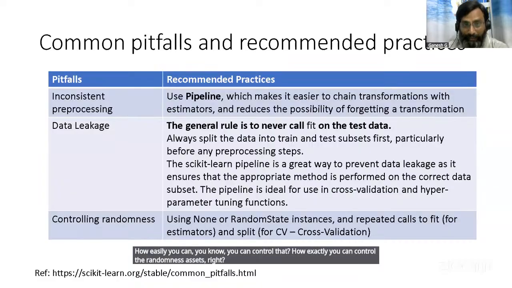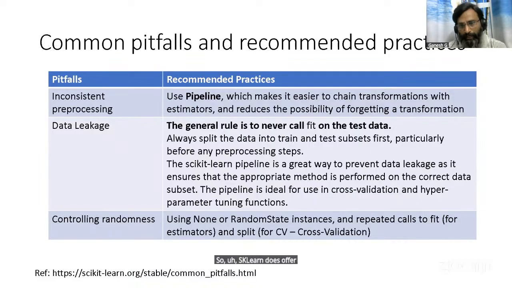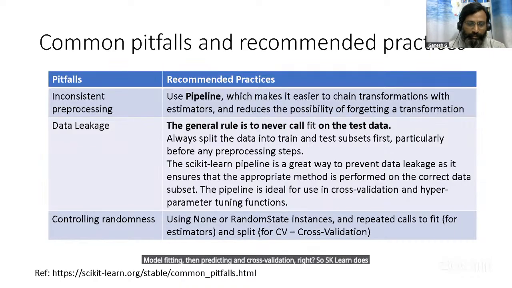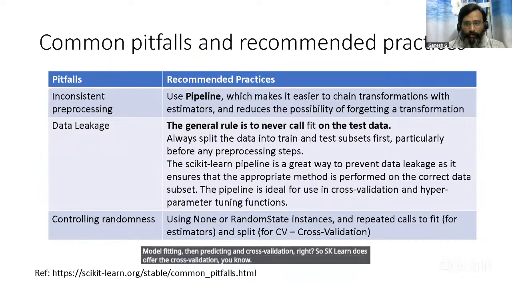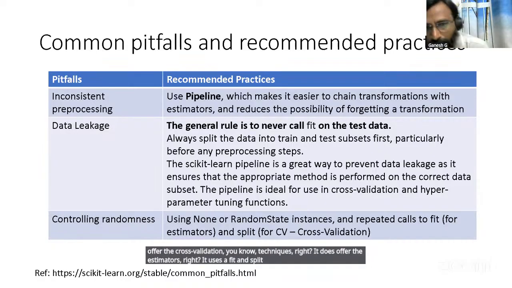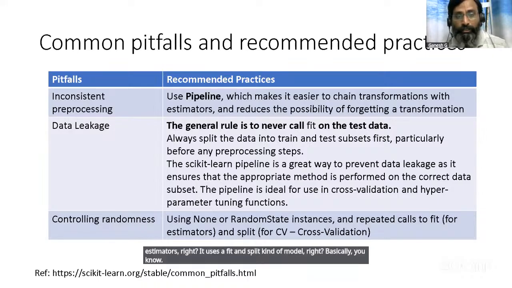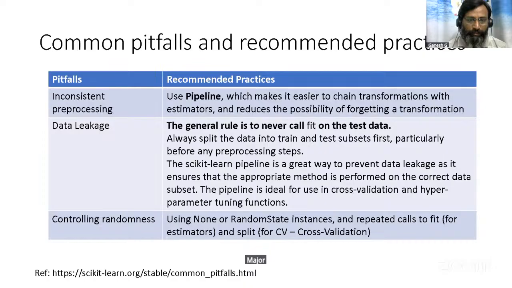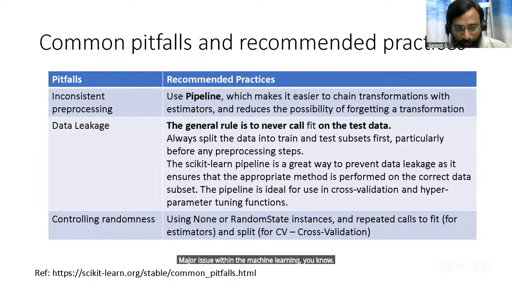sklearn does offer cross validation. Remember, in machine learning at the start, we talked about three different stages: model fitting, predicting, and cross validation. So sklearn does offer cross validation techniques, and it offers estimators. It uses a fit and split kind of model, basically used to control data drift, which is typically the major issue within the machine learning environment, I can tell you.